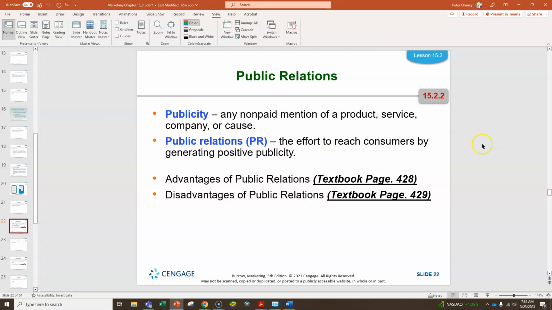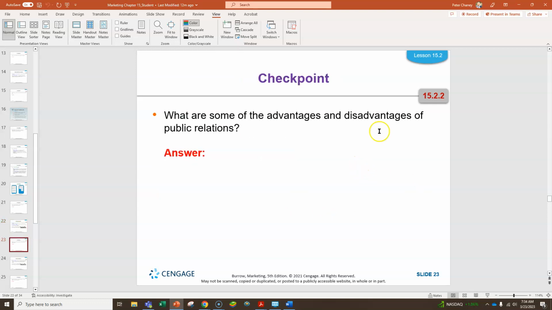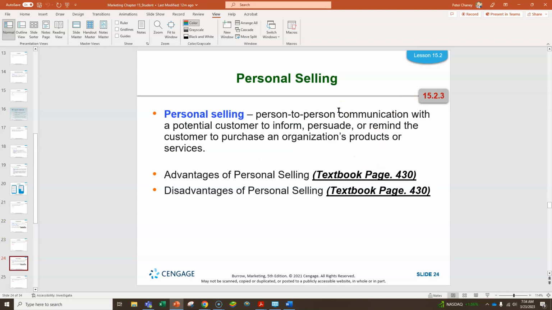Public relations is the effort to reach consumers by generating positive publicity. So now, advantages versus disadvantages of public relations. You can go to the textbook, pages 428, 429, so that you can answer the question about advantages and disadvantages.